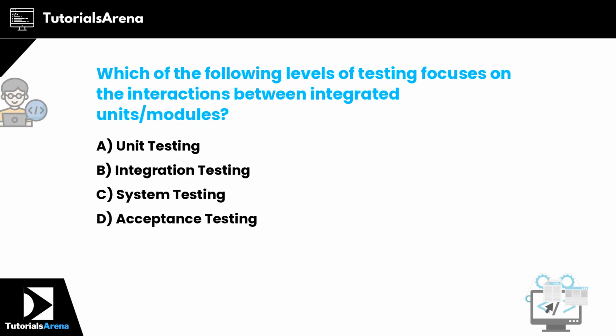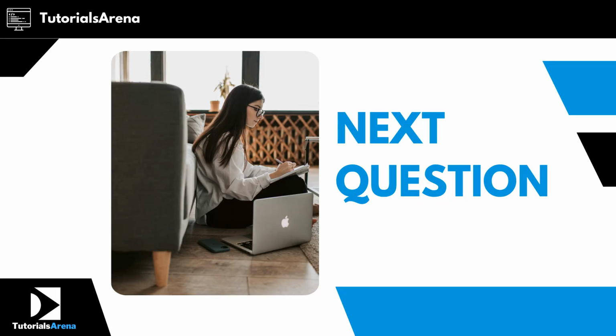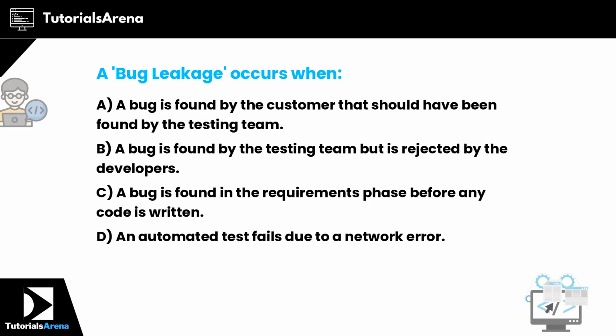Which of the following levels of testing focuses on the interactions between integrated units/modules? The correct answer is option B, integration testing. A bug leakage occurs when? The correct answer is option A. A bug is found by the customer that should have been found by the testing team.